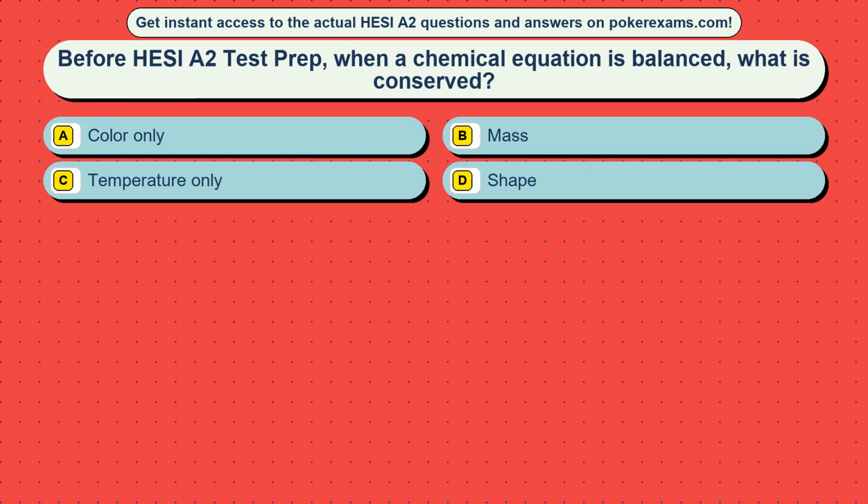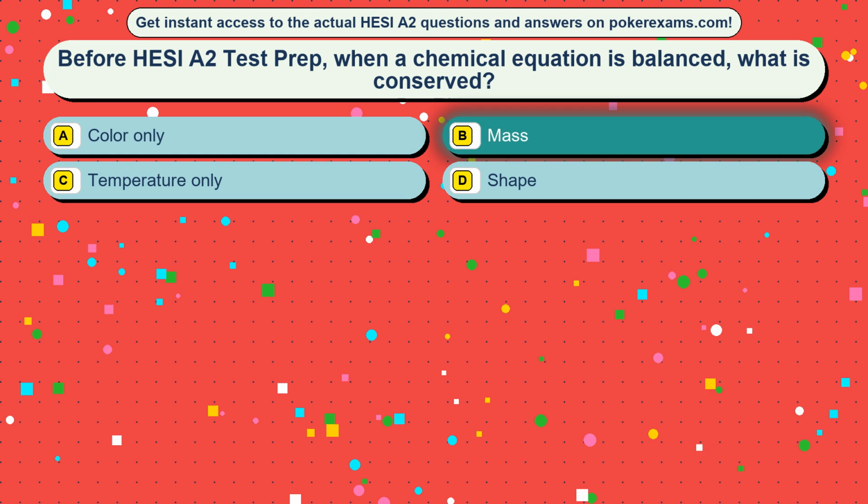Question 45. Before HESI A2 Test Prep: When a chemical equation is balanced, what is conserved? Option A, color only. Option B, mass. Option C, temperature only. Option D, shape. The correct answer is option B, mass.